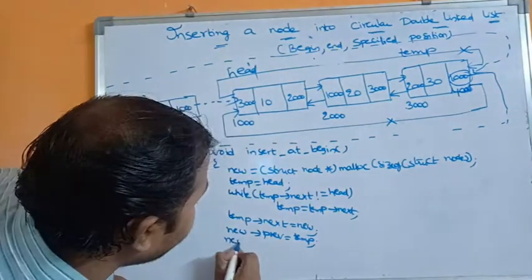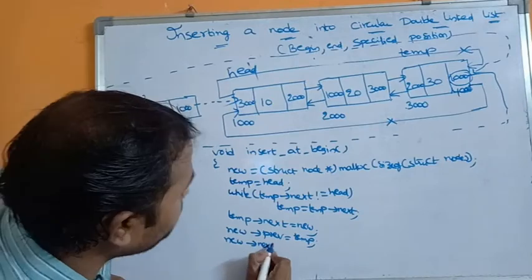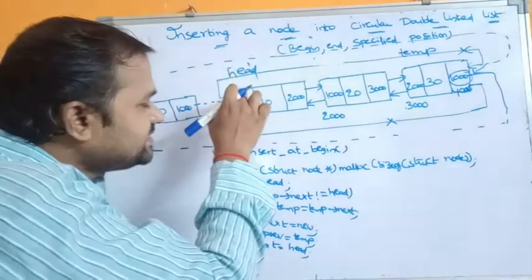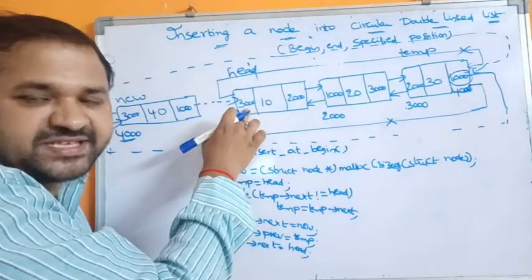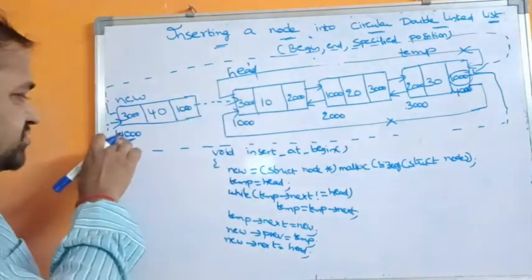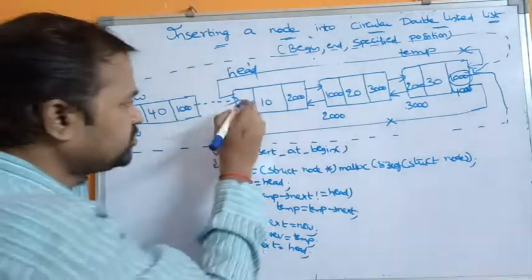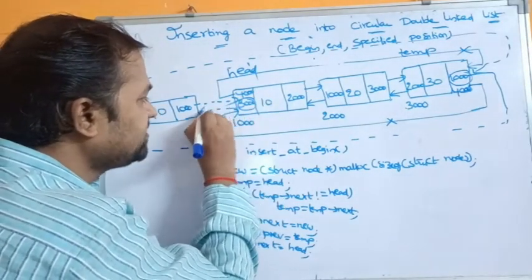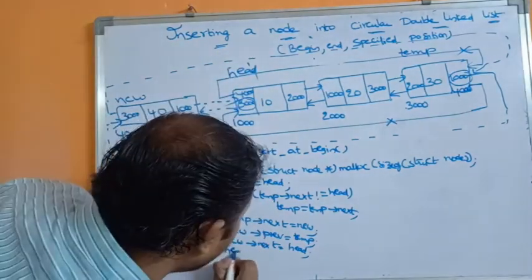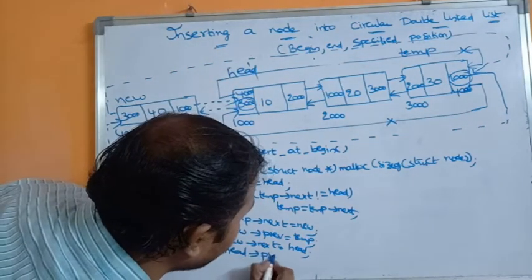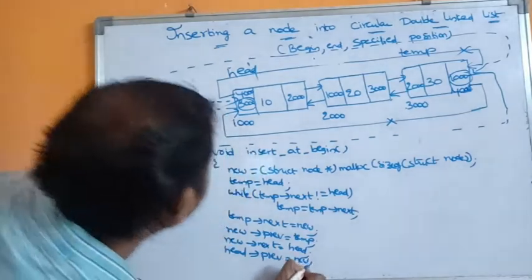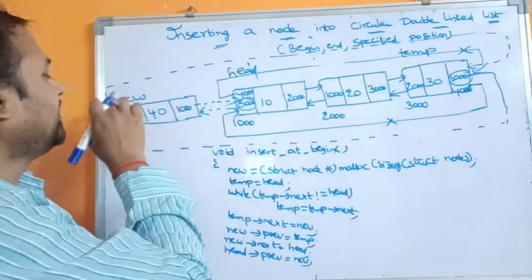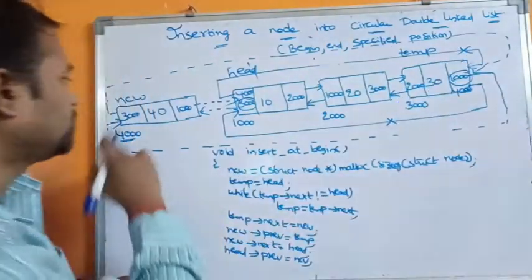So what is the next statement? New arrow next is equal to head. Next one, here this is the second node. The second node's previous field always contains the address of the first node. What is the first node address? 4000. So in place of this 3000, we have to store 4000, so that a link will be formed like this. So head arrow prev is equal to new. So that connections are established from the first node to the second node, and second node to the first node, as well as first node to the last node and last node to the first node.